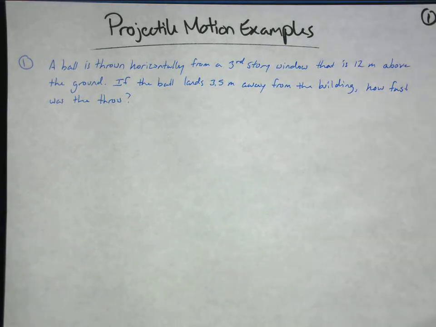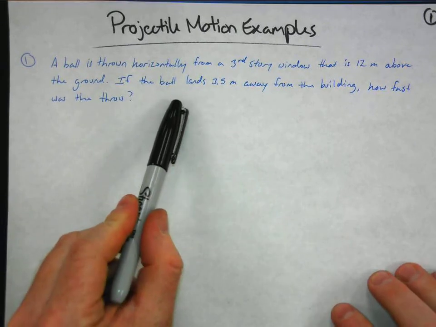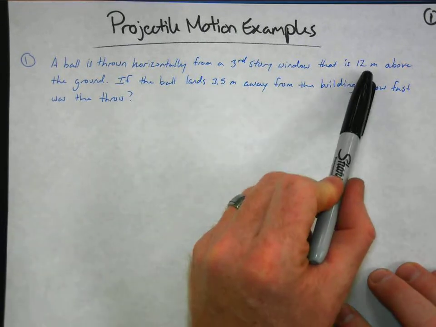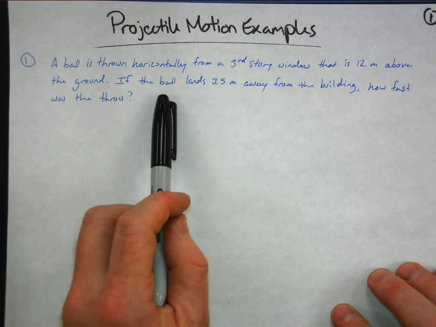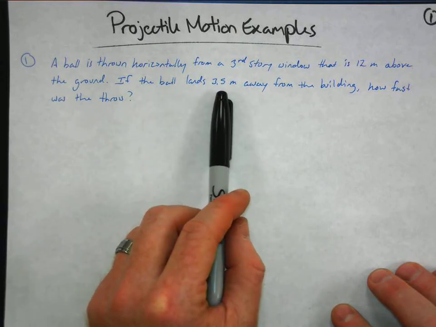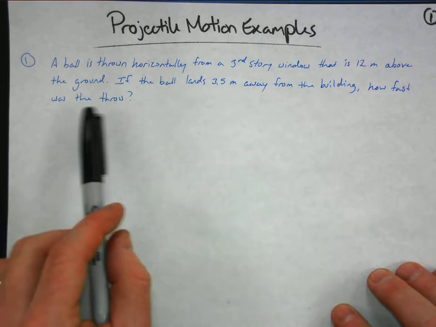In this video, we're going to be looking at a couple examples of projectile motion situations. In these two examples, we're going to keep the initial launch of the projectiles horizontal. In this first example, a ball is thrown horizontally from a third-story window that is 12 meters above the ground. If the ball lands 3.5 meters away from the building, how fast was the throw?